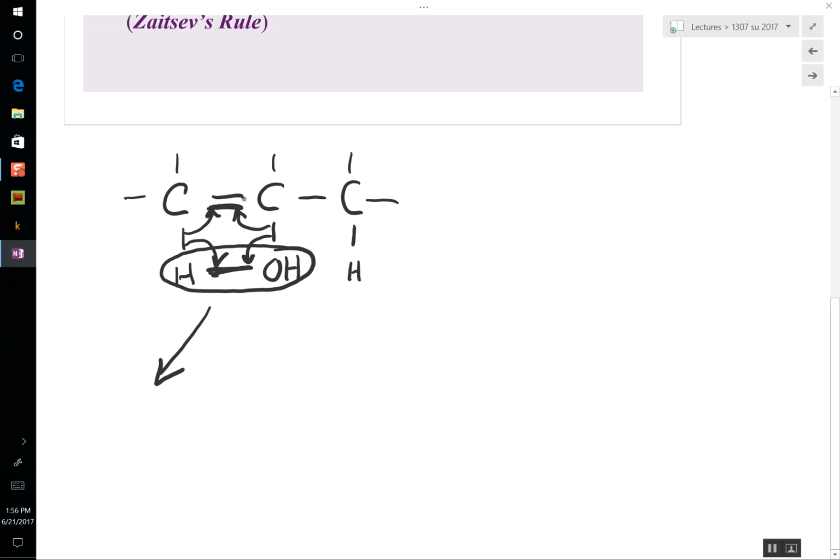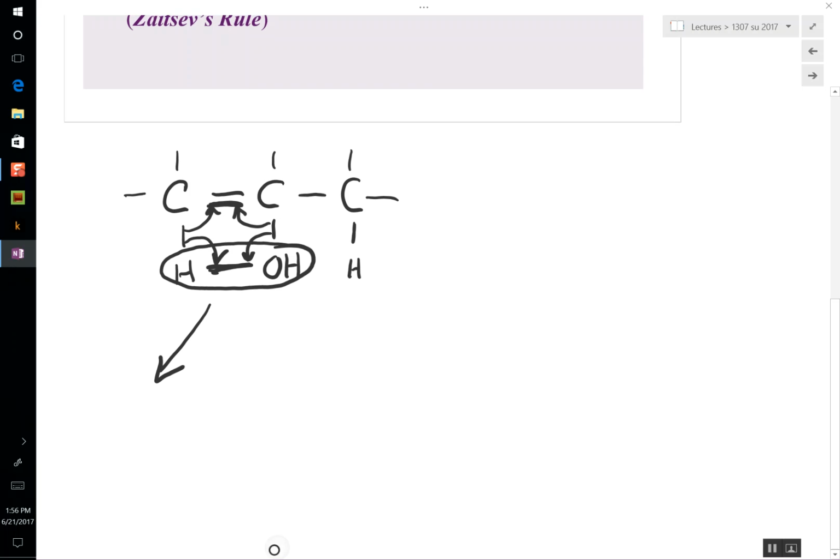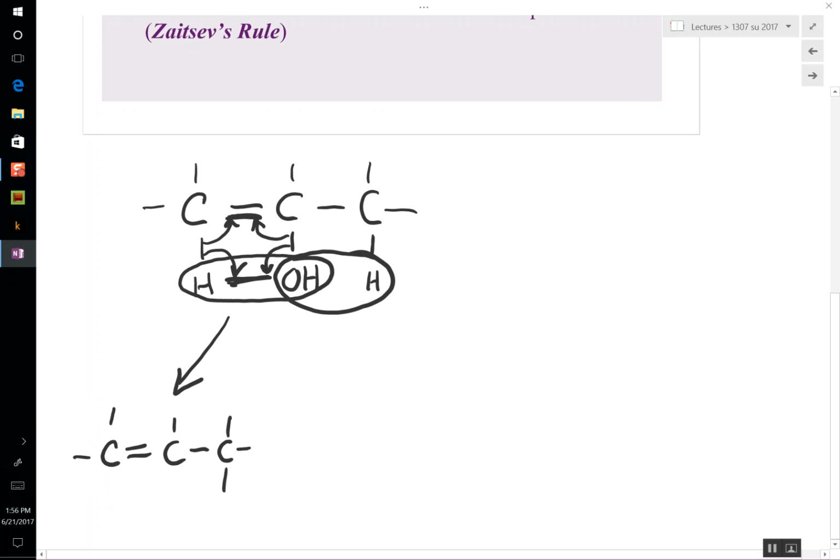All right, so we're breaking 2 covalent bonds here, forming 2 new bonds. One's going to be a carbon-carbon double bond, and one's going to be a hydrogen-oxygen bond to form the water molecule. So this product would be this. Or I could split that water molecule out. That OH could decide to go with that hydrogen. And what would I get?